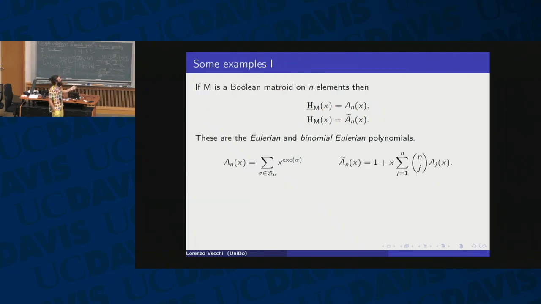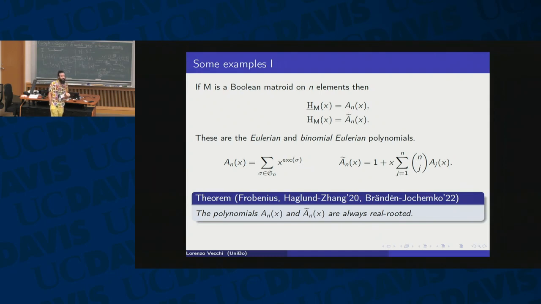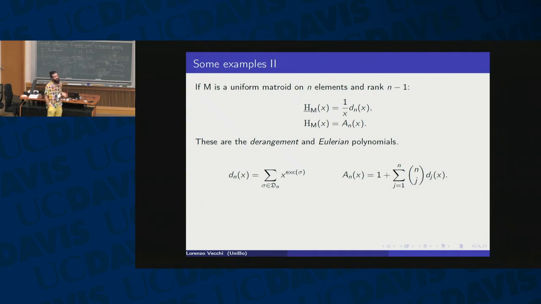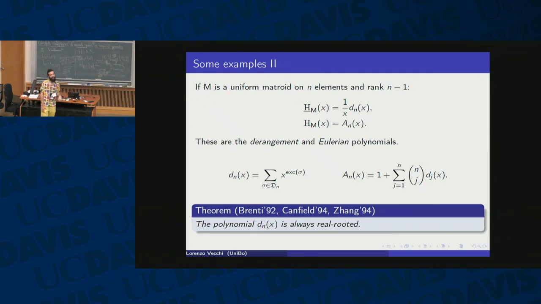Let's see other examples. For the Boolean matroid, we know what the Chow polynomial and the augmented Chow polynomial are: the Eulerian polynomial and the binomial Eulerian polynomial. We've heard of them a lot. One nice combinatorial property is that both these polynomials are real-rooted for every Boolean matroid. Now, if we move to uniform matroids of corank 1, so n elements and rank n-1, the Chow polynomial is now the derangement polynomial divided by x, and the Eulerian polynomial becomes the augmented Chow polynomial. The derangement polynomial is also real-rooted for every n.